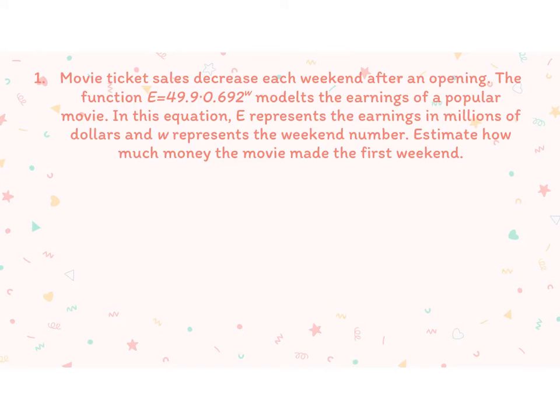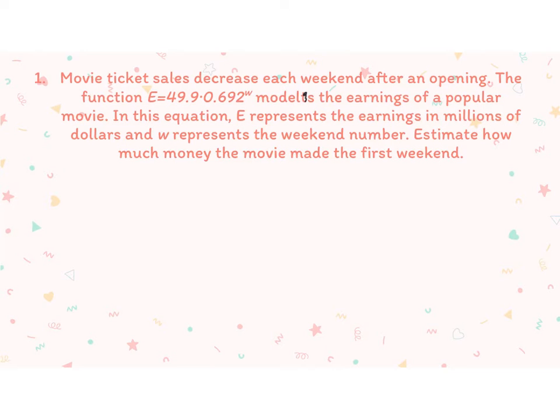All right, so let's take a look at number 1. It says movie ticket sales decrease each weekend after an opening. The function E equals 49.9 times 0.692 raised to the W models the earnings of a popular movie. In this equation, E represents the earnings in millions of dollars and W represents the weekend number. Estimate how much money the movie made the first weekend.